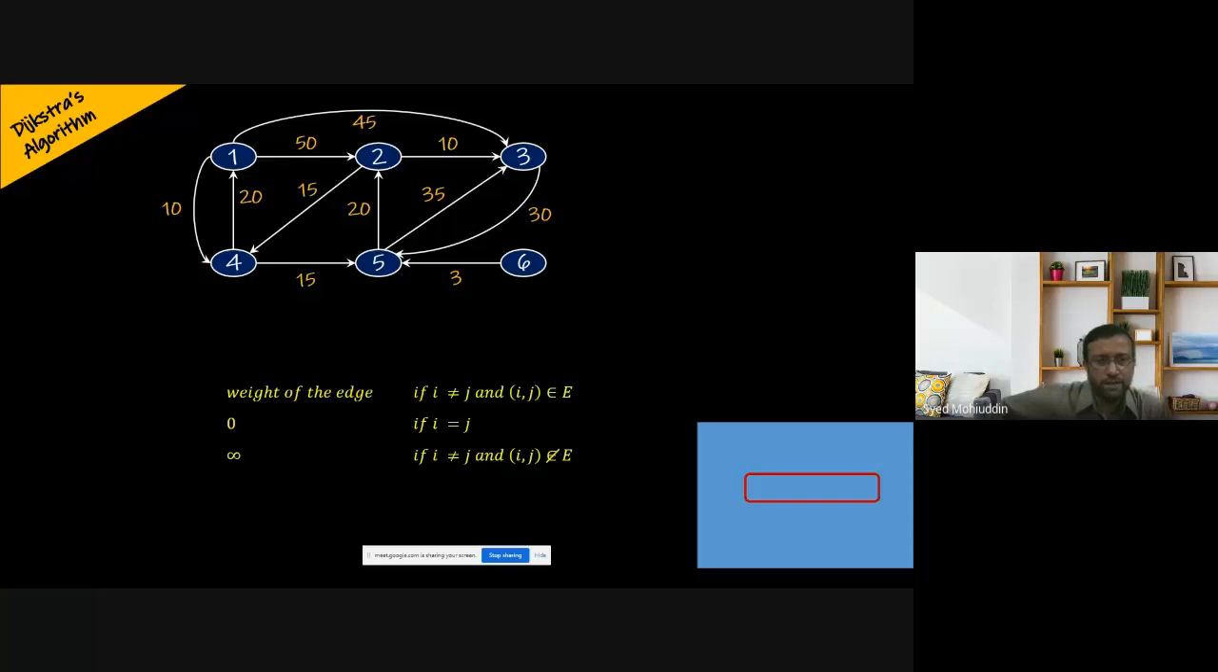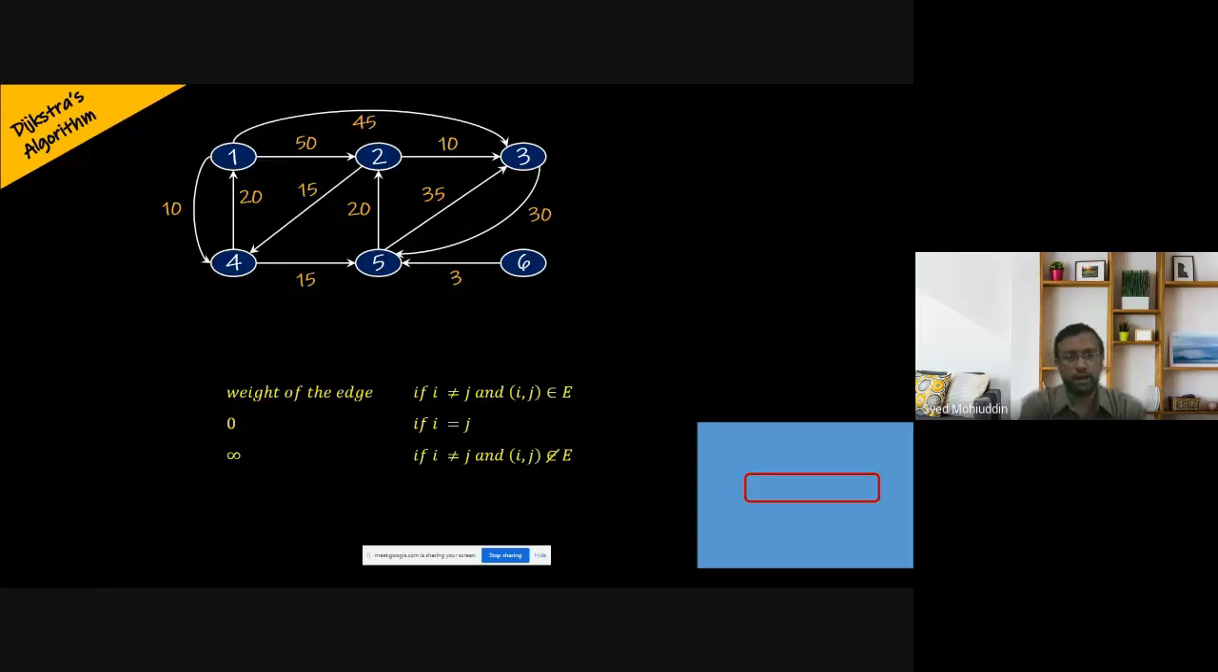Now if the vertices are the same, then we assign 0 as the weight because we will not be considering self loops for graphs in this solution for Dijkstra's algorithm.